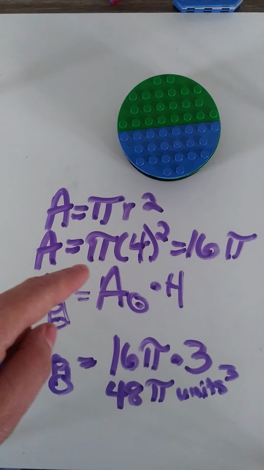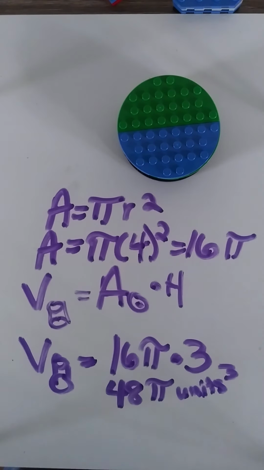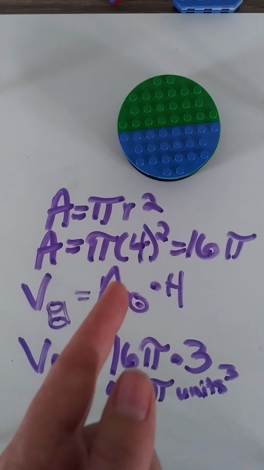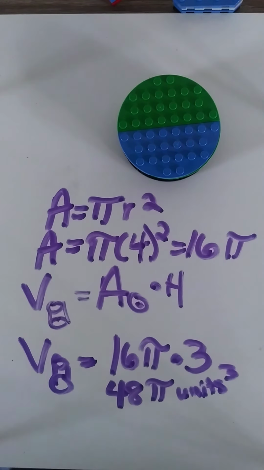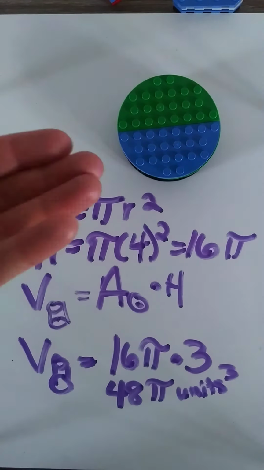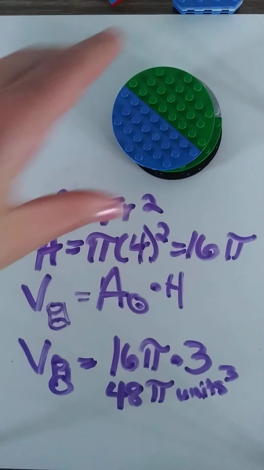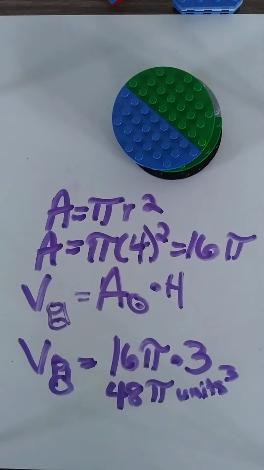Okay, here's my circle. My radius goes from the center to the edge, otherwise known as half the diameter. All the way across is 8, so the radius is 4. Squared makes 16. The pi still stays pi because it's never said to round. And the volume is the area of the circle, which I substituted in, times the height, which was 3. There was 3 of these. And I get 48 pi units cubed.